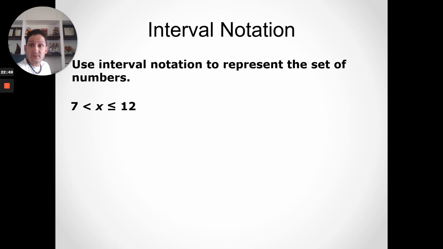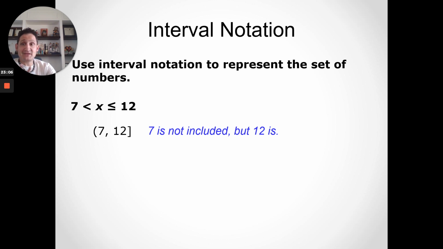It's going to look like an ordered pair. 7 comma 12. But on this side, we have parentheses because it's not equal to. And on the right-hand side, we're going to use the bracket because it is. So really, in interval notation, that's what it looks like. And that's it. Done. Not that hard.